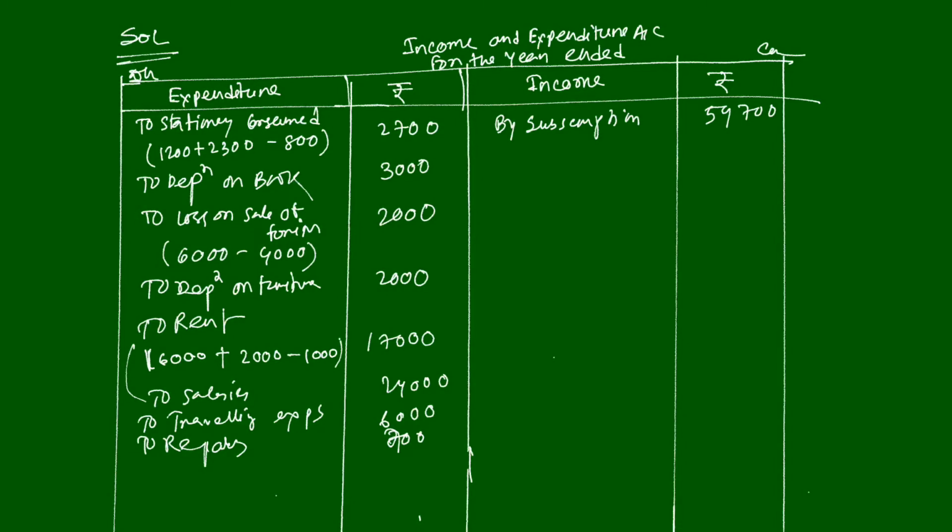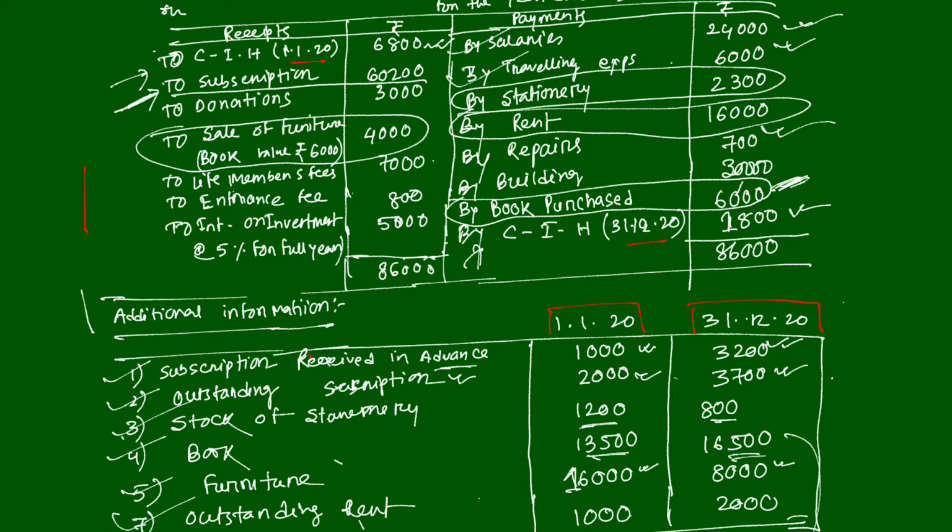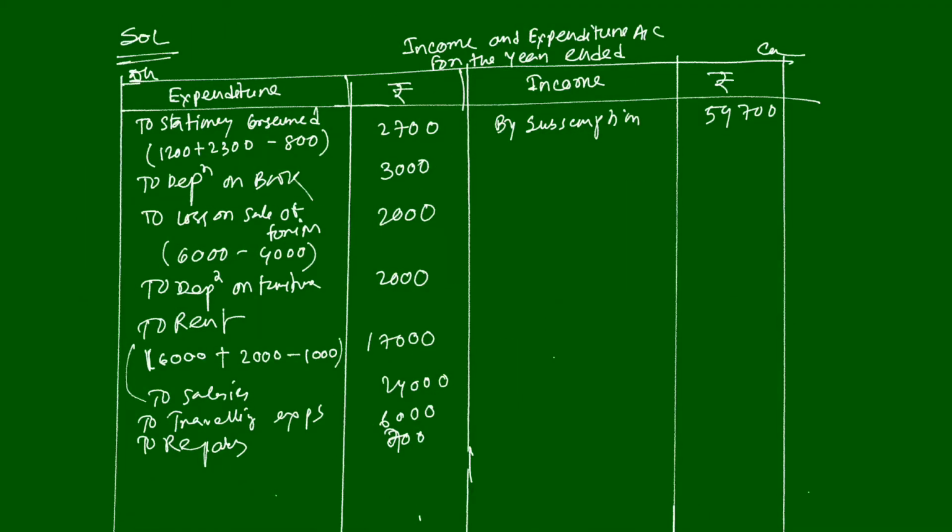Next, building will be asset. That's why there is no payment value in payment side, and in your receipt side here is written donations, life membership fees. Life membership fees is an asset. That entrance fees, you write that thing, by entrance fees. What is the value? 800.